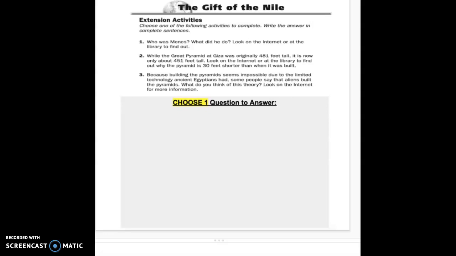The Gift of the Nile extension activities. Choose one of the following activities to complete. Type the answer in the gray box below.